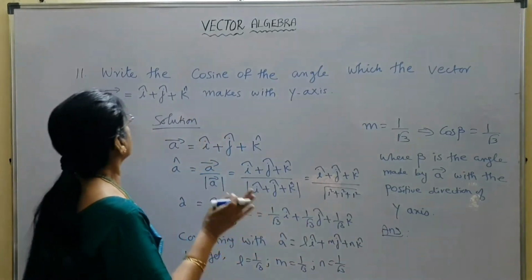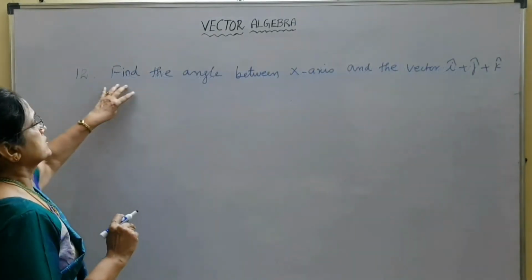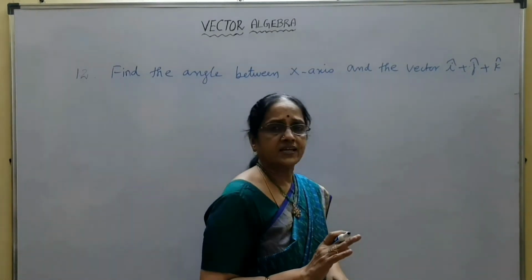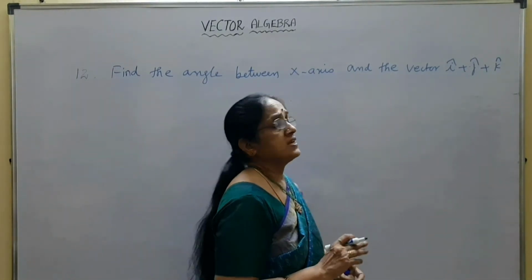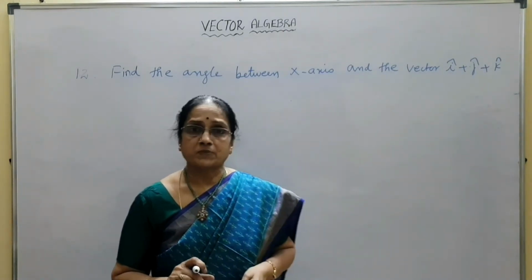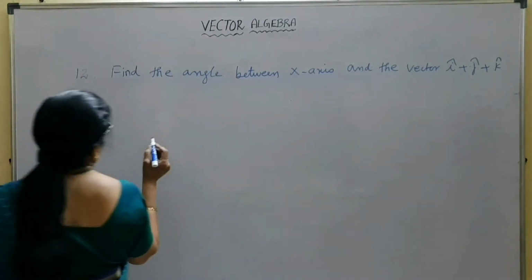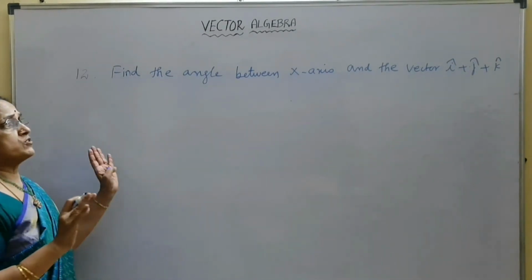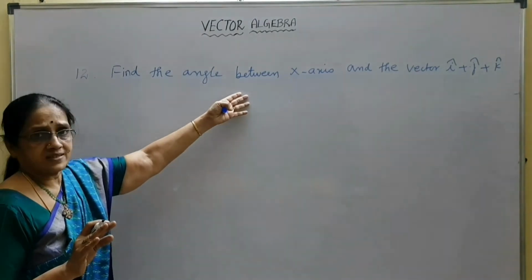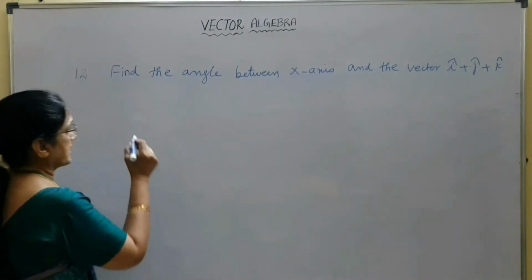Now let us move on to question number 12. In this 12th question, you need to find the angle between the x-axis and the vector i cap plus j cap plus k cap. This question was asked in the 2014 All India compartment paper. Similar to the previous question, which was the angle between the vector and the y-axis, here it is the x-axis. Anyway, the method remains the same. Solution.